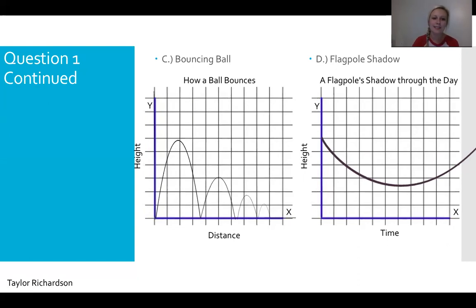And so obviously at the beginning of the day, when the sun is first beginning to rise, it's going to be casting on the flagpole and it's going to be casting the highest shadow. And as the sun rises throughout the day, when it gets to its highest point in the sky, the flagpole will be casting the least amount of shadow. And so that is represented by this curved line on my graph right here.